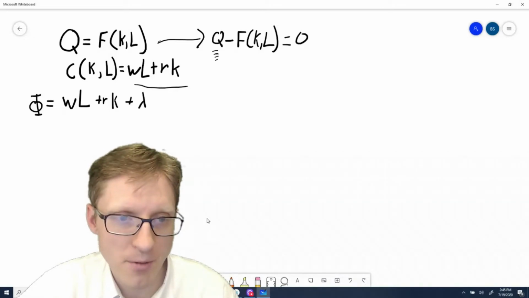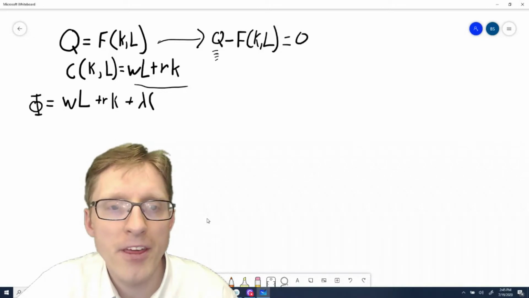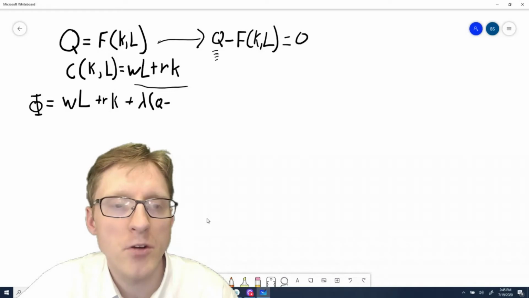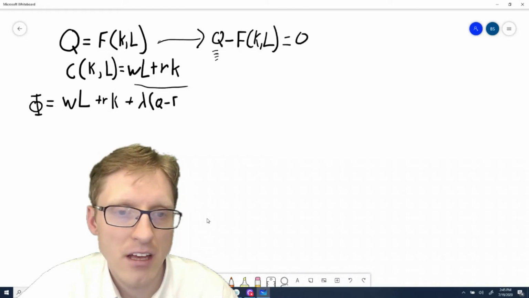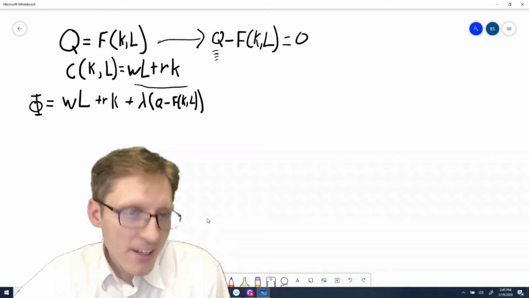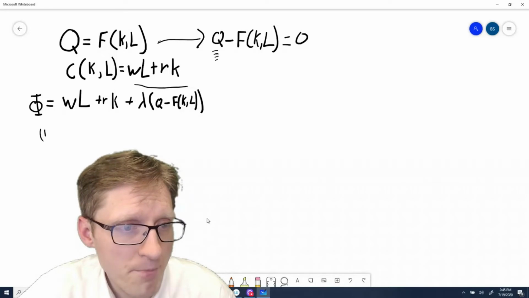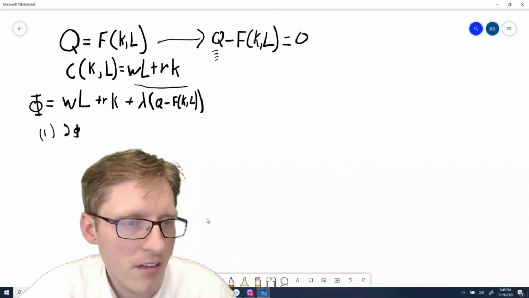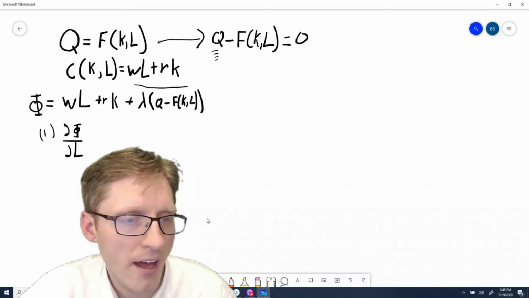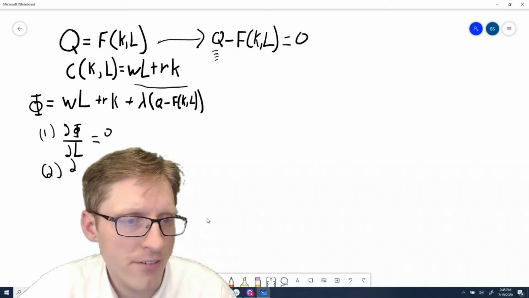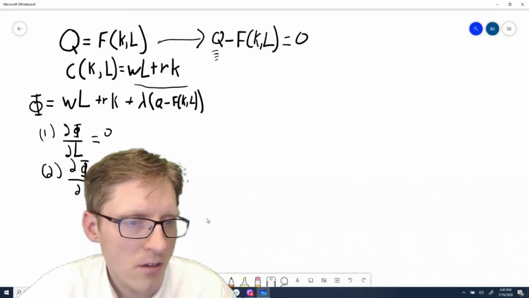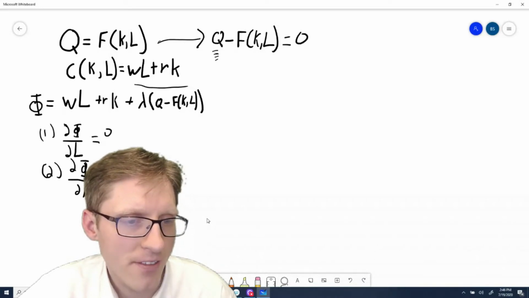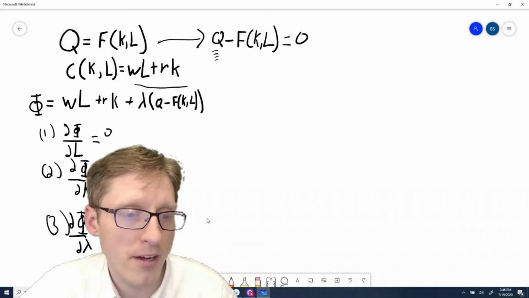And the constraint that we're multiplying lambda by is from the production function, that they're going to produce at least some quantity Q. So it's Q minus the quantity that would be produced according to the production function, which is this f of K and L. Okay, so that's what it is. Then you would just take your three partial derivatives: take the partial derivative with respect to L and set that equal to 0, take the partial derivative with respect to K and set that equal to 0, and take the partial derivative of this Lagrangian with respect to the Lagrange multiplier lambda and set that equal to 0.